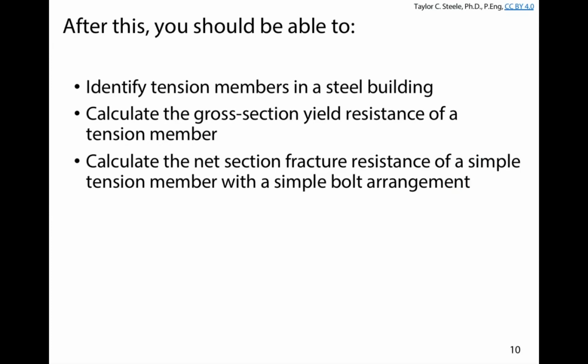Then you should be able to calculate what we're going to be referring to as the gross section yield resistance of a tension member. That's the first equation that I showed you on the first slide of the lecture today. And you should also be able to calculate what's called the net section fracture resistance of a simple member in tension with a simple bolt arrangement in it. Okay, so these are kind of the 3 things, all pretty simple today. I hope a little more relaxed than some of the previous lectures.